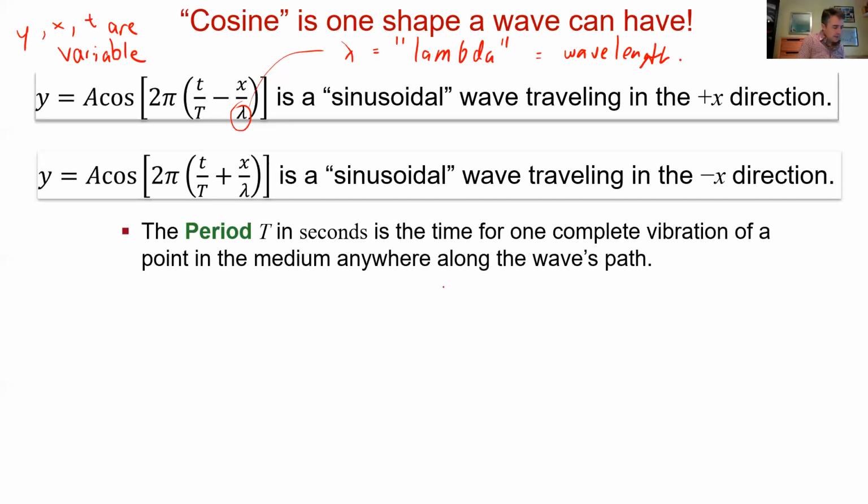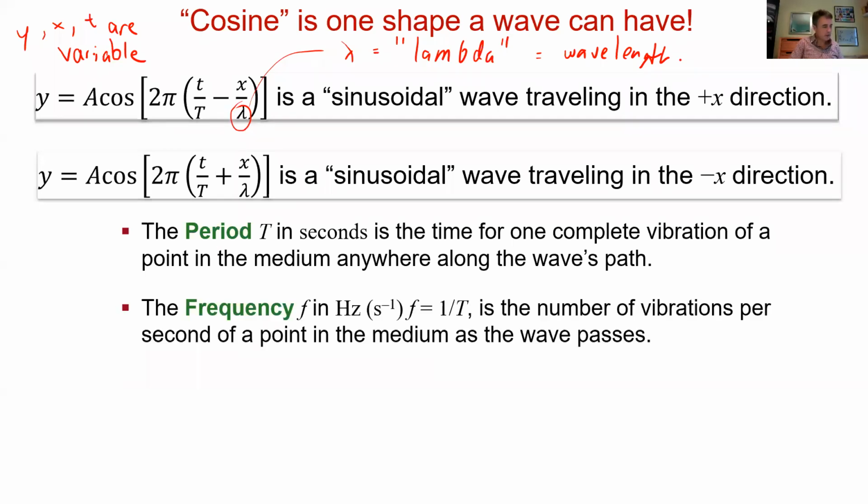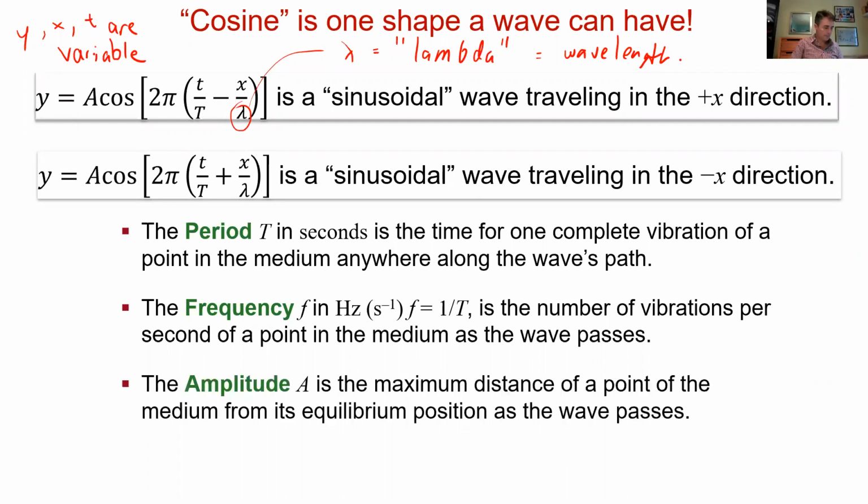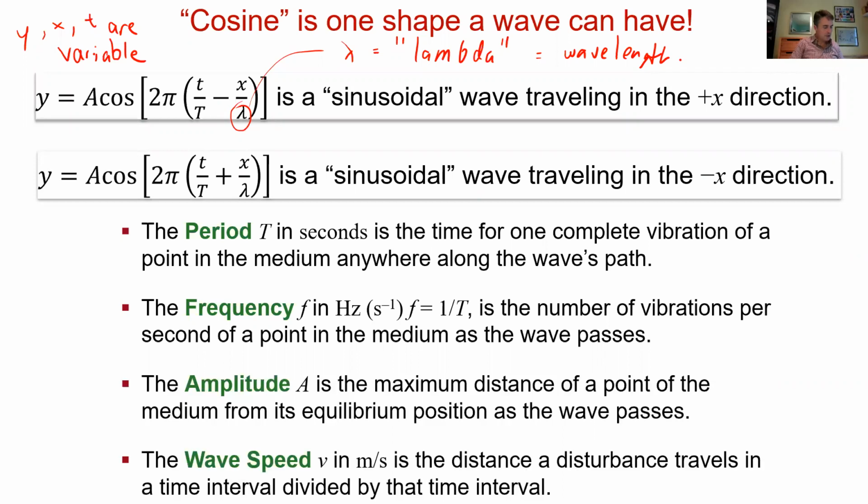The period, capital T, in seconds is the time for one complete vibration of a point in the medium. So actually, this is very similar to chapter 10. The frequency isn't listed here, but it would just be 1 over T. So a wave has a frequency. The amplitude is the maximum distance of a point in the medium from its equilibrium position as the wave passes. And what's not shown here is the wave's speed. The wave speed is going to turn out to be lambda divided by capital T, or lambda times f. It's a useful equation to have.